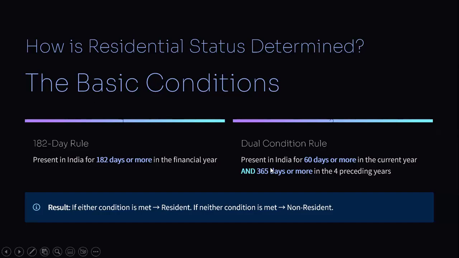If I satisfy, in this case, the basic condition, it's very flexible. Either the 182 days rule, or the 60 days rule and 365 days rule. If any one is satisfied, I'm a resident. So the basic condition will tell whether I'm a resident or not. So if I satisfy a single one or both, I'm a resident. And if I do not satisfy any one condition, then I'm called a non-resident. Hope I'm clear about this.